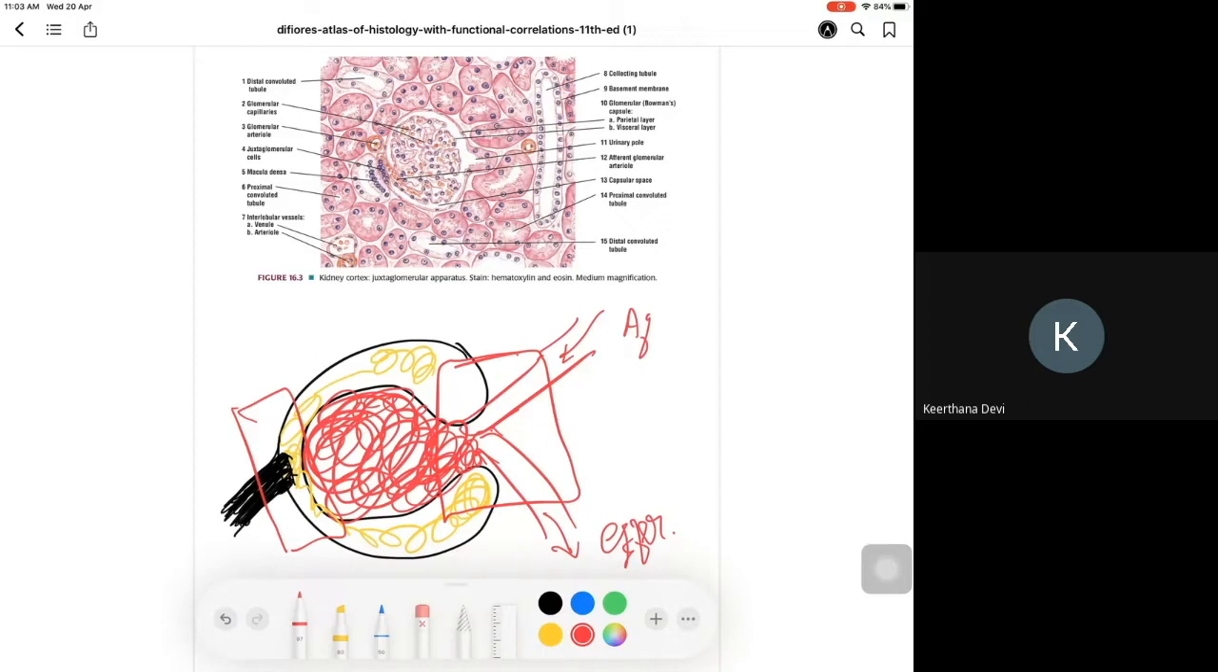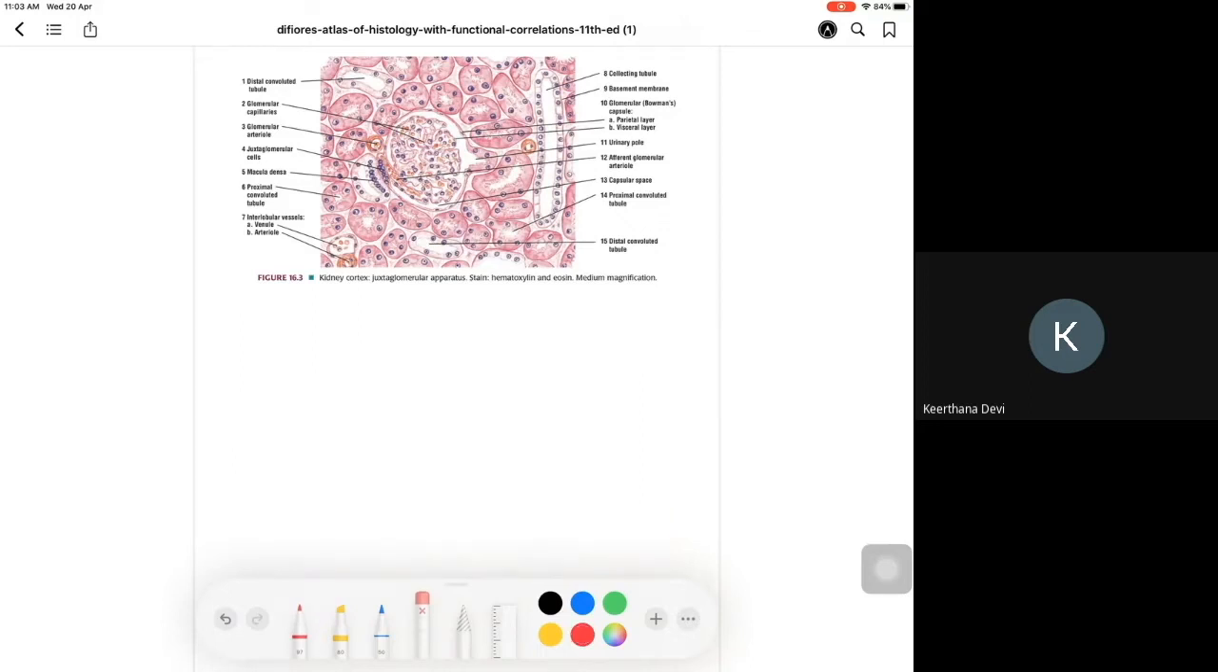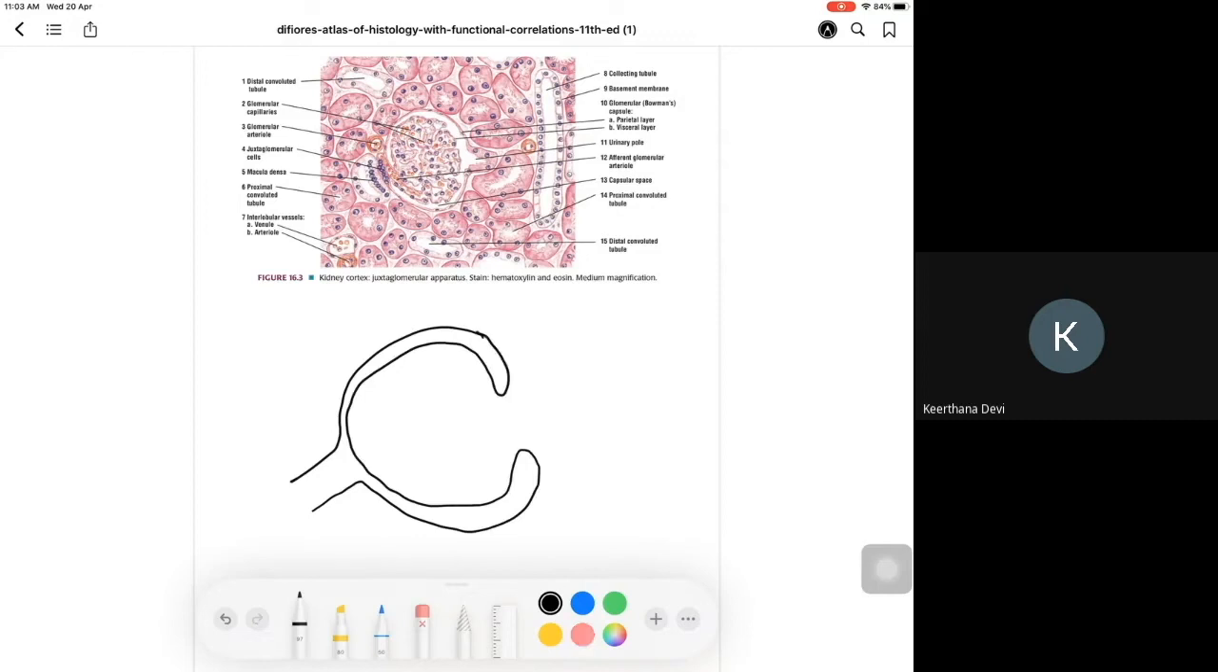So, how you have to draw correctly: whenever you draw the Bowman space, you have to always draw the urinary pole. There is a reflection. Okay, and then you have to draw the blood vessels. And then inside there are loops of capillaries. So, this is how you have to draw.